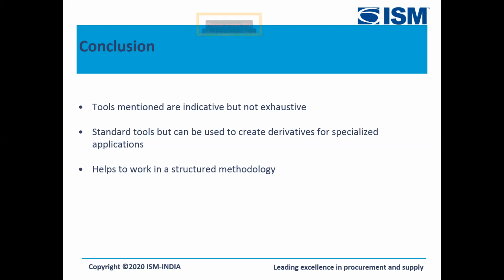You can have your own derivatives of this. These are standard tools, and you can derive from them and draw your own application with respect to what your objective is. My prerogative was to convey these tools because for a new person in the domain, it helps to draw a structured methodology. Rather than learning from continuous mistakes, it's better to adopt a methodology and drive efficiency.